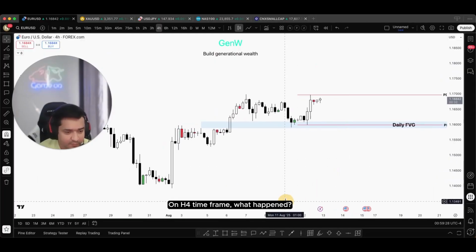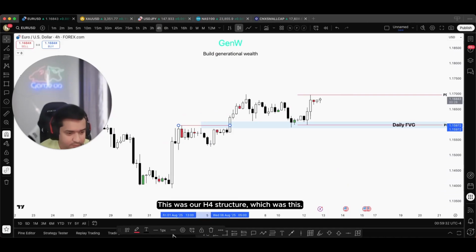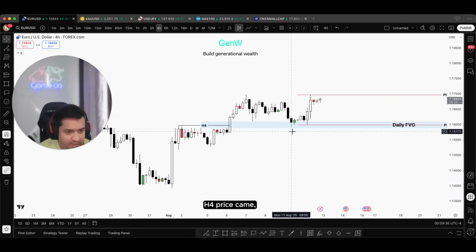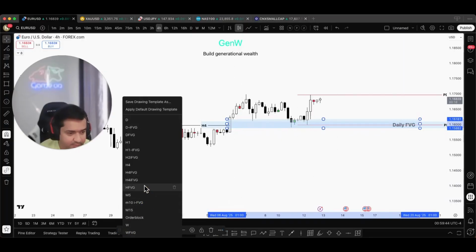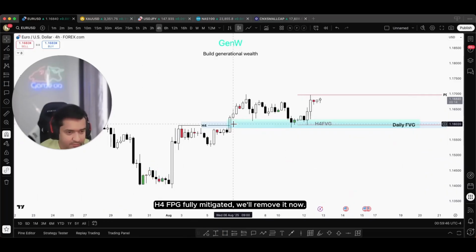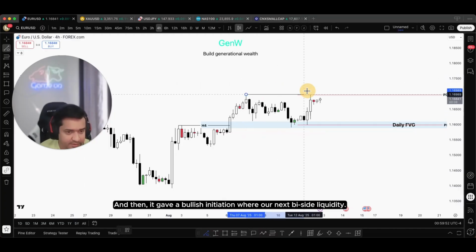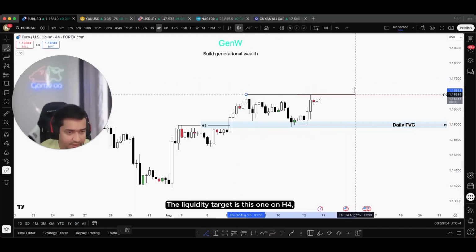On the H4 time frame, what happened? This was our H4 structure. Price came and mitigated this H4 FVG, which was a confluence with the daily FVG right here. So the H4 FVG is fully mitigated. We remove it, and then it gave a bullish initiation where our next buy side liquidity target is this one on H4, this recent high.